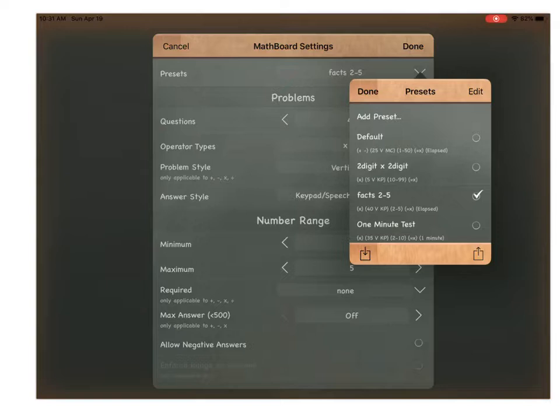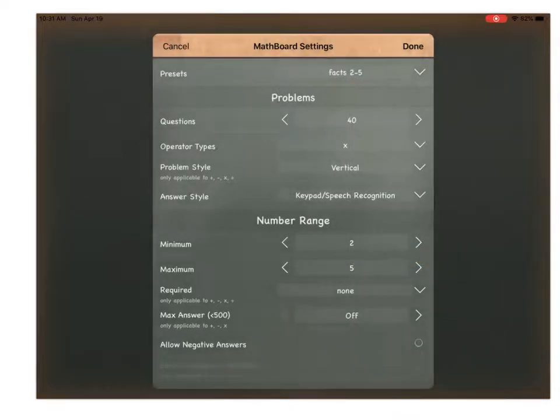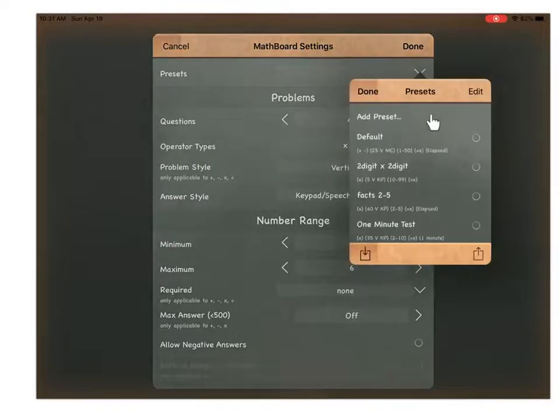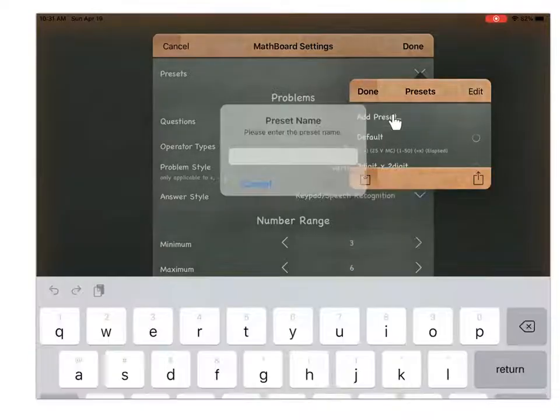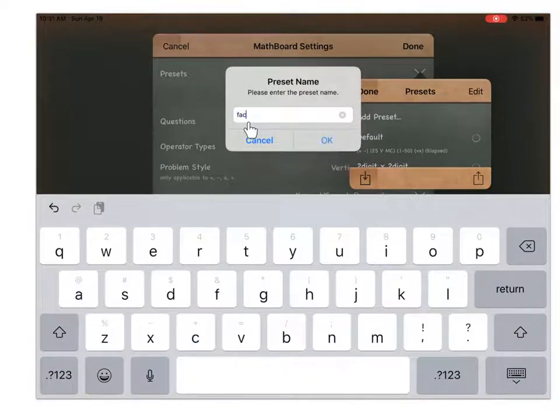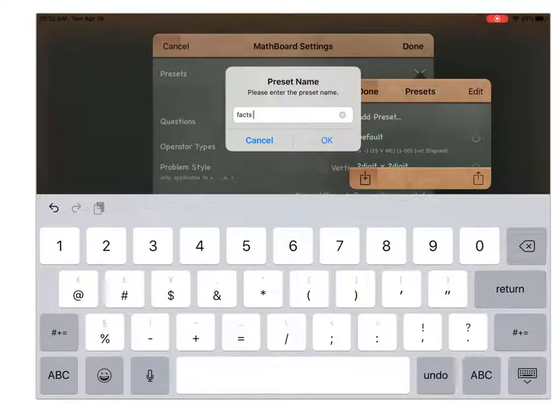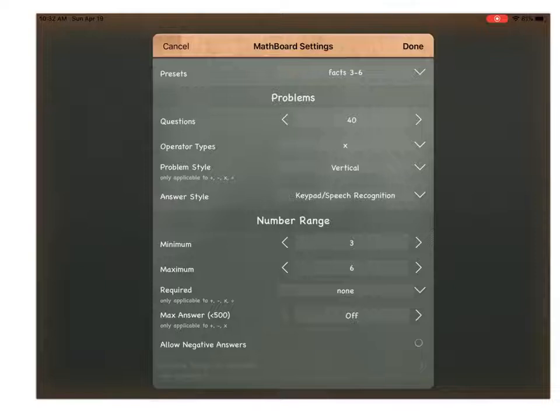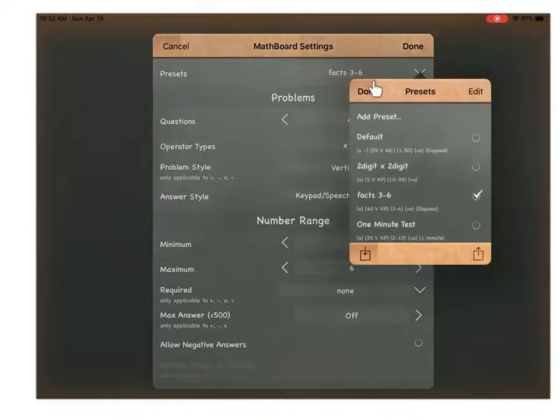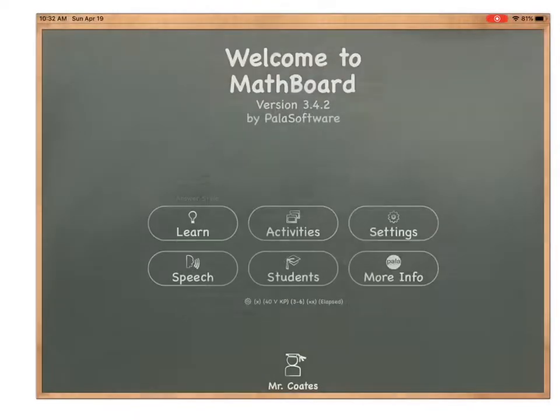Okay, in Math Board, you're going to want to get into your facts levels. Here's how you change it. Right here, you want to go to your minimum and your maximum. Change those to your next level. Hit your presets. You want to delete the old one and add a new one. Here, you're going to name it your facts 3 through 6. Click OK. After you click OK, hit done. Make sure it's facts 3 through 6 here. And click done, and you're ready.